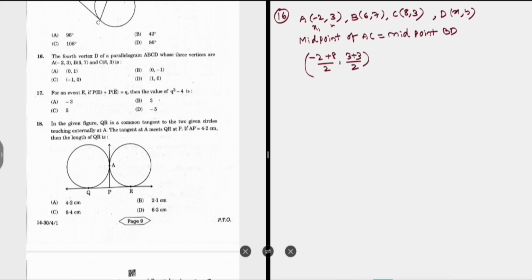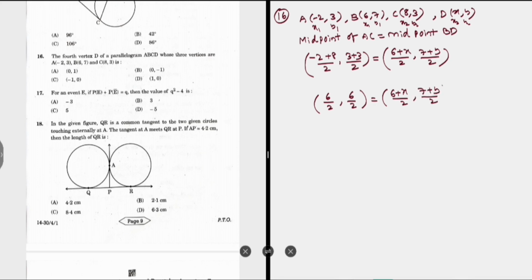Here this is x1, y1, x2, y2 in the first case. x1 plus x2 by 2, y1 plus y2 by 2. In the second case, again, this is x1, y1, this is x2, y2. In this case, what will it be? 6 plus x by 2 comma 7 plus y by 2. Now we have to equate both. This is 6 by 2 comma 6 by 2 is equal to 6 plus x by 2 comma 7 plus y by 2.